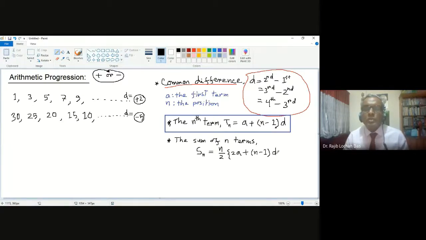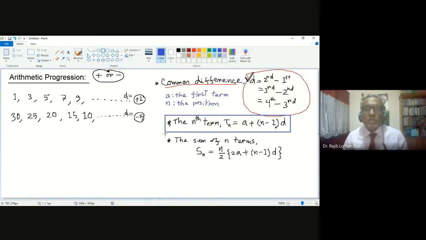So you already know what is a, what is n, and what is d. These are the three things. And then you can have the second formula for arithmetic progression.